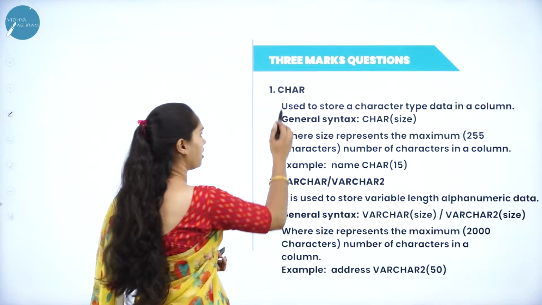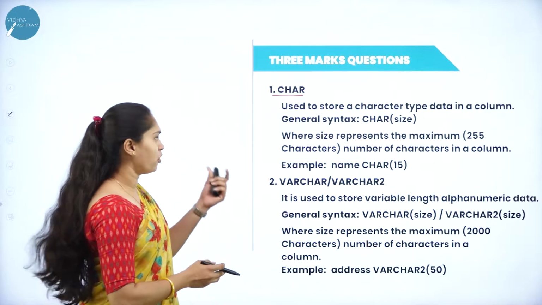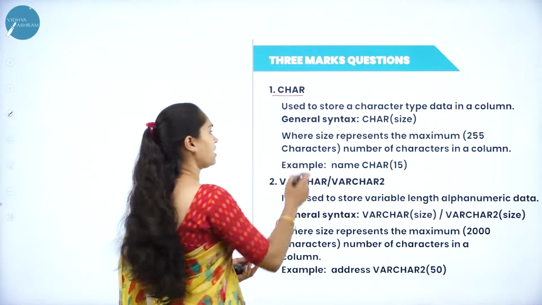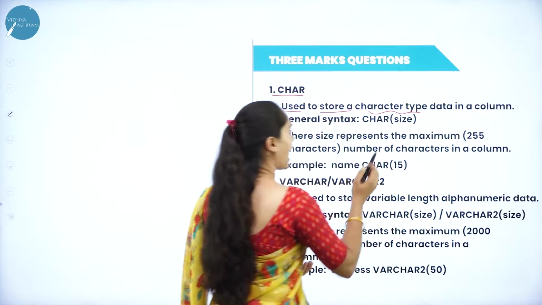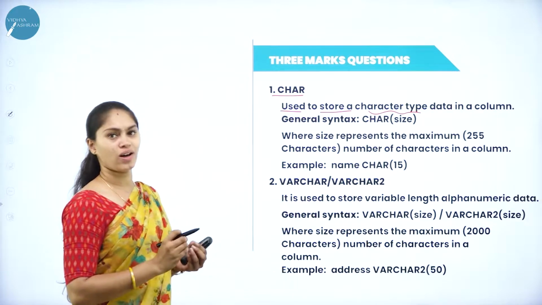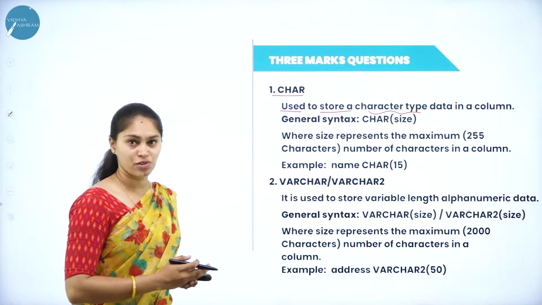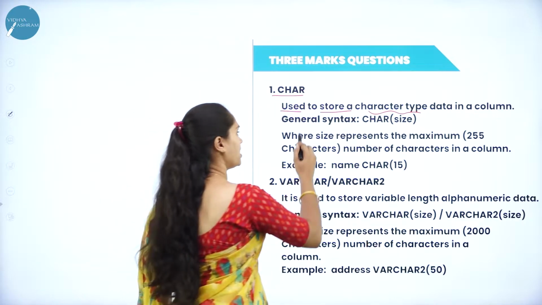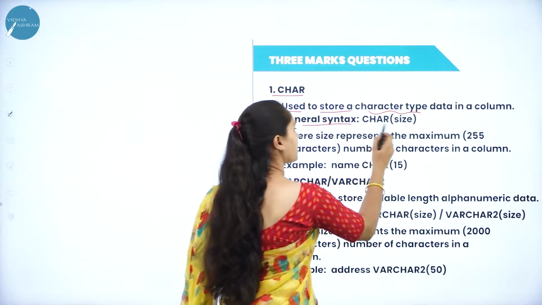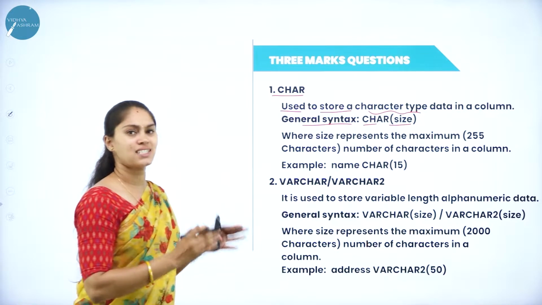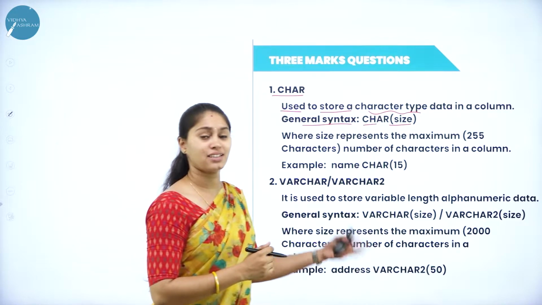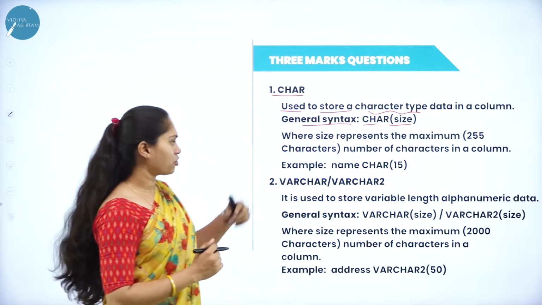So let me show you here. Here I have taken an example of char. Why are we going to use char? It is mainly used to store character type data in a column. If I want to store character type data in my column, then I have to use this char data type. And what is its general syntax? That is char of size. I need to mention its size, like how many characters I want to take. So you have to mention that.